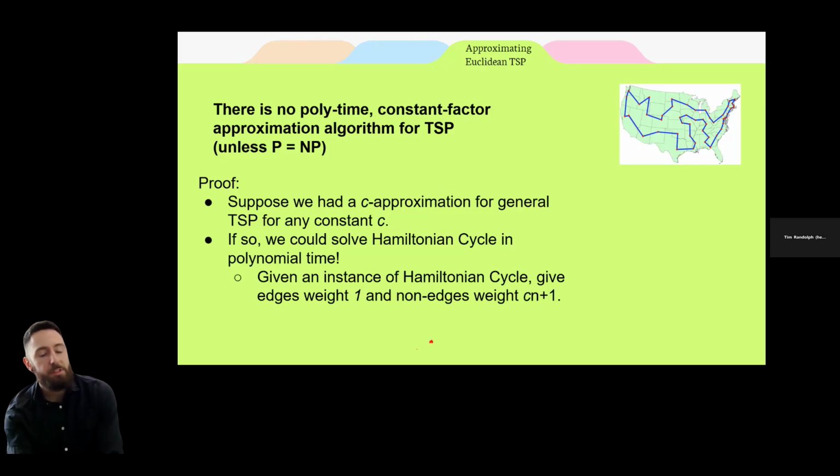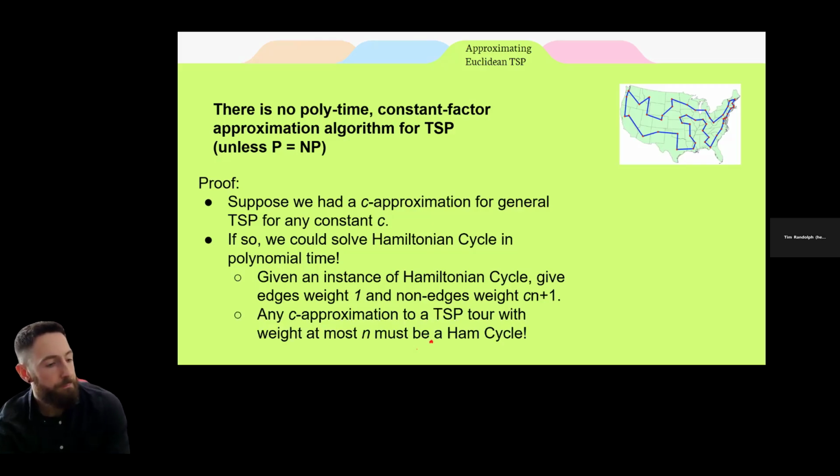So I'll have edges in my Hamiltonian cycle. I'm going to turn this into a TSP instance, so I'll set all of the existing edges to have weight 1 and all the non-edges to have weight Cn plus 1. So essentially, if my TSP tour uses anything that was a non-edge in the Hamiltonian cycle instance, it's horrendously expensive. Good Hamiltonian cycles will turn into TSP tours with total weight n. And any other TSP tour will have total weight at least Cn plus 1 because it'll use a non-edge somewhere.